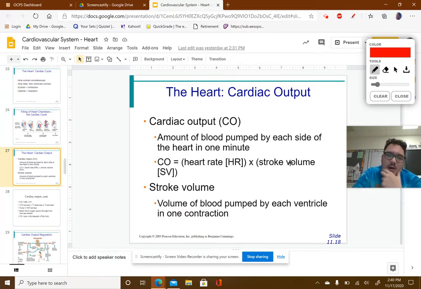How do we calculate cardiac output? Well, we have a formula for that right here. Cardiac output is calculated by heart rate times stroke volume. Heart rate is pretty easy to measure, and we'll learn in one of our last videos how to find heart rate. Stroke volume, on the other hand, is a little bit more challenging. Stroke volume is the volume of blood pumped by each ventricle in one contraction. So that's not as easy to measure.